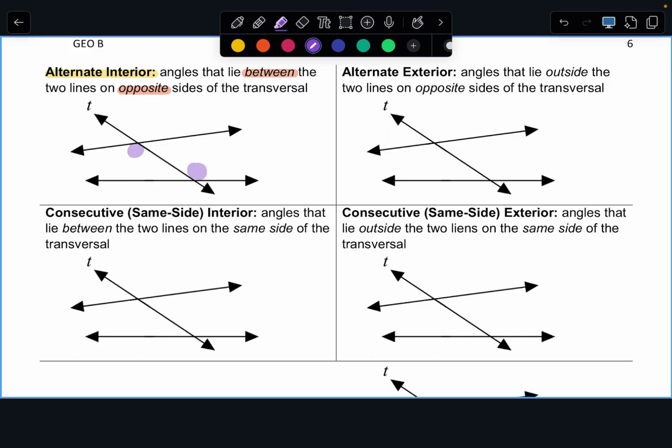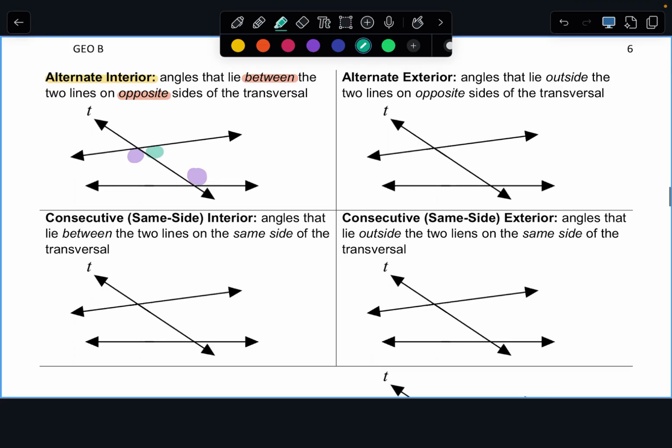Or another pair could be that green pair. Alternate, they're on opposite sides. Interior, they're in between. So the purple pair is a pair of alternate interior angles, and the green pair is a pair of alternate interior angles. Questions on that one? And again, these things are just things that you'll have to memorize.